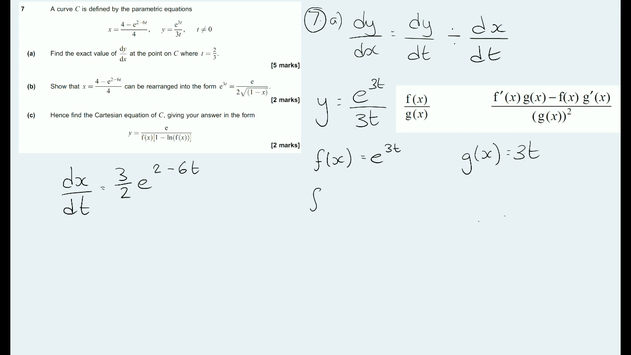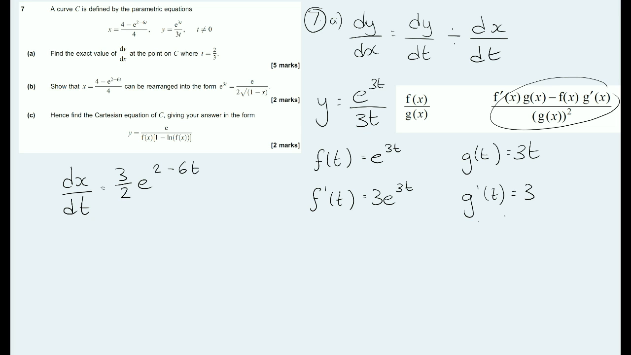So f dashed of x, if I'm differentiating this, and if you want to, you could use chain rule, but the standard result is 3e to the 3t. We are differentiating with respect to t, not with respect to x. And then g dashed, so they're not really functions of x, are they? They're functions of t. It doesn't make any difference whatsoever for this question, but let's just make sure that the notation makes perfect sense. So that's 3. And now we're going to use the rule we've got here and put everything in.